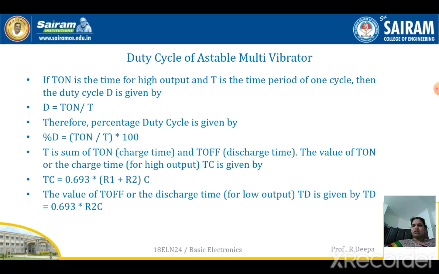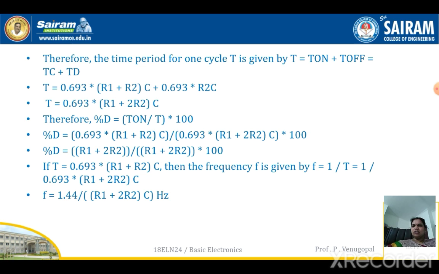The value of T off, the discharge time, is represented by Td, which is equal to 0.693 into R2 into C. Therefore the total time period for one cycle, T, is T on plus T off, which is equal to Tc plus Td, that is charging time plus discharging time. If you add both Tc plus Td, we get T is equal to 0.693 into R1 plus 2 times R2 into C. In terms of percentage, we can multiply by 100.